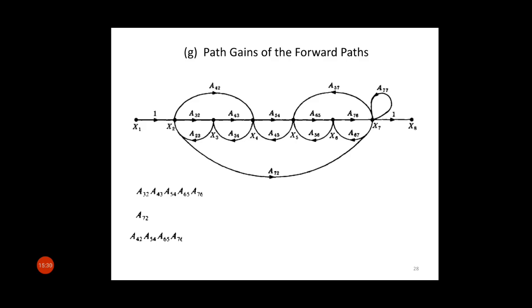I hope this is clear to you, how we find the input node, output node, forward path, feedback path, and how we determine the forward path gain, the loop gain, and the non-touching loops.